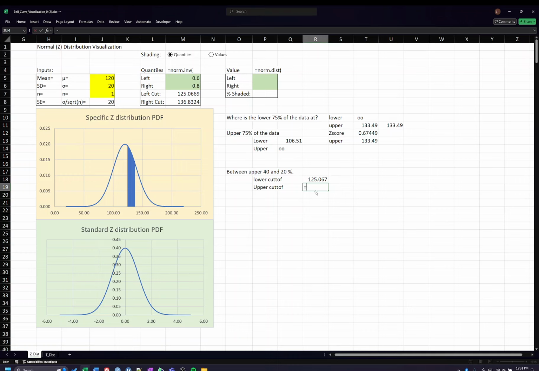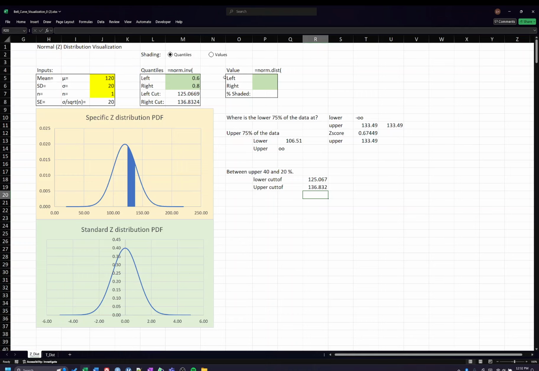And then the upper cutoff is just going to be equals to norm.inverse of 1 minus 0.2, comma, mean, click on the mean, and then the standard deviation of 20. And if I hit enter, there we go, I got my 136. That's where I got this cutoff of 136. So we notice that now, if I give percentages and I want these cutoff points, we can do those. And that's using the quantiles.